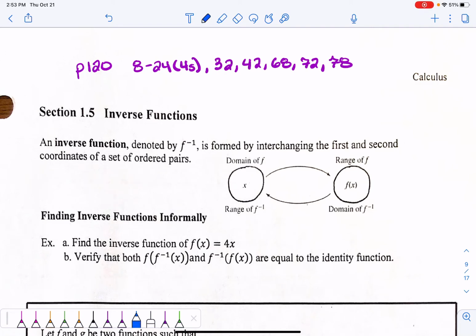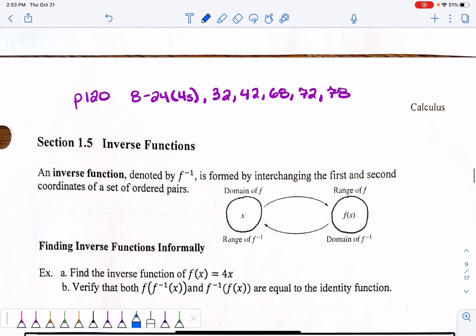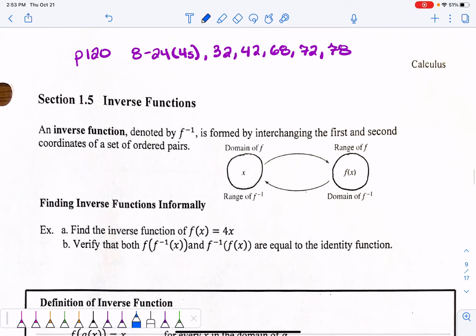Okay, hey guys, this is 1-5 for calc. I've written the homework assignment up here at the top, and this is inverse functions. I'm just going to jump right in.